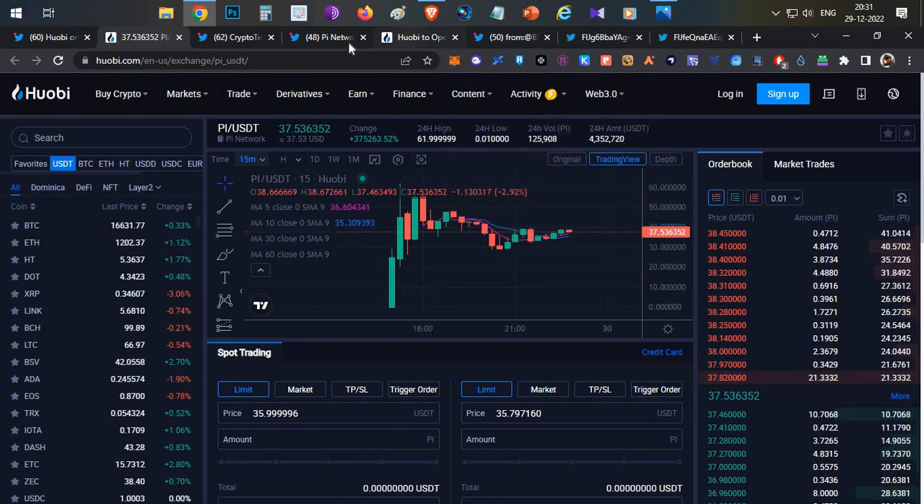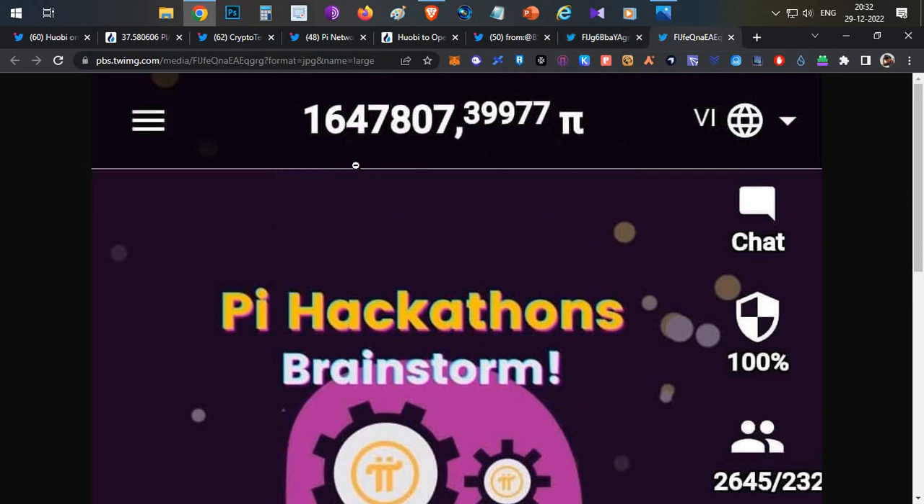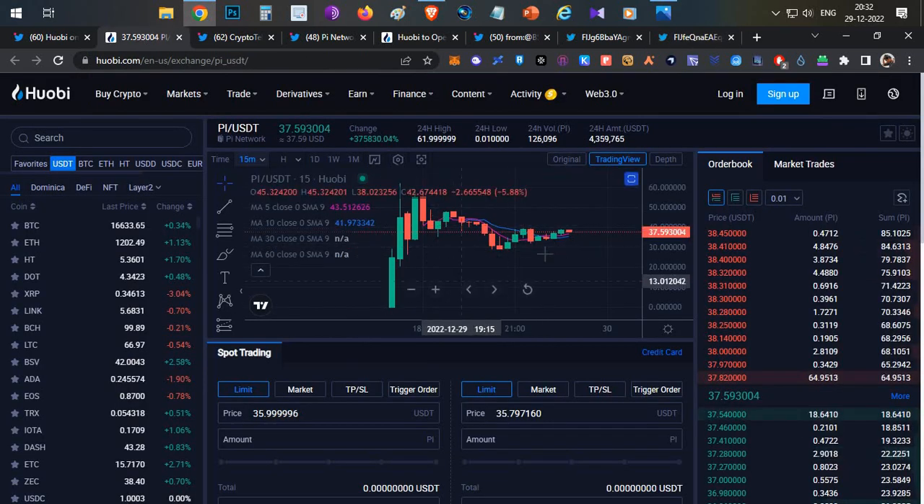Another important thing is, if you see this another image from the community, some community member has 819,000 tokens, and another user who has posted this screenshot has 1.6 million tokens. So there are a huge number of tokens available in the market, which will be dumped when the deposit starts. So don't ever plan to buy this token. It is very, very risky for investments.